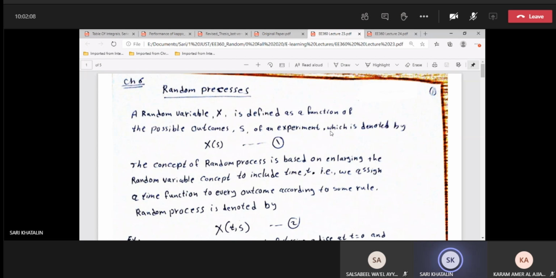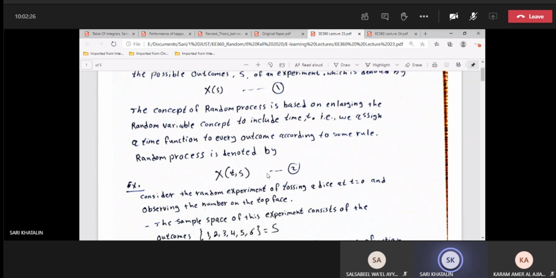And the random process, basically the difference between the random variable and the random process is basically assigning a time function to every outcome according to some rules, okay, to every outcome in the random variable. And it's denoted by equation 2, as you can see here. If you compare equation 1 with equation 2, equation 1 is the random variable, and equation 2 is the same thing. The only difference is we are including a time function t. So that's basically the random process, okay?